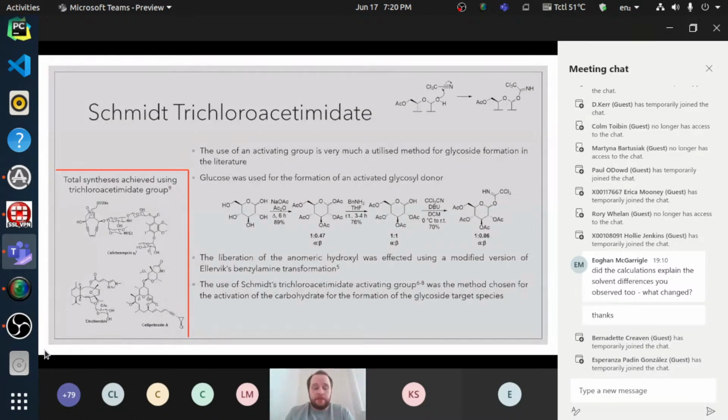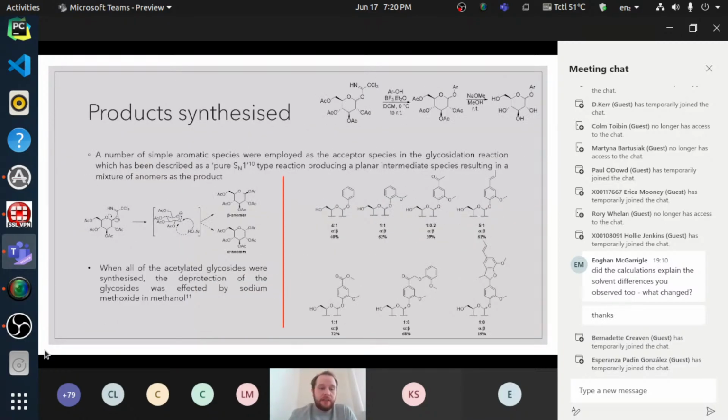So if we talk first of all about why you're getting the alpha to beta ratio, you see here the leaving group is going to go, and you're going to get the feeding of the electrons in here, producing this planar intermediate. So it has been previously described as a pure SN1 reaction where you can actually get attack from both sides. That explains why you get the alpha and the beta anomers. We always see the majority of the alpha anomers in all of our products.